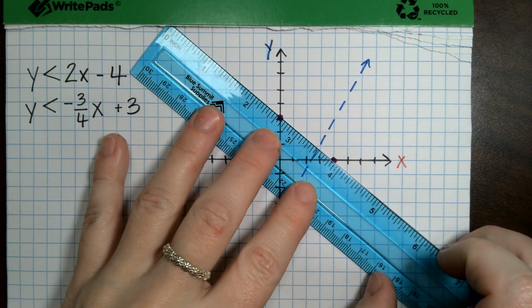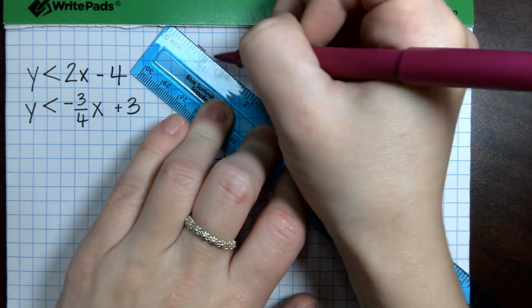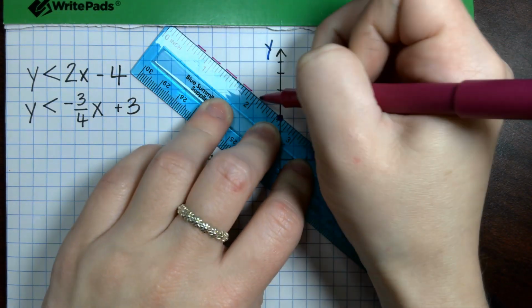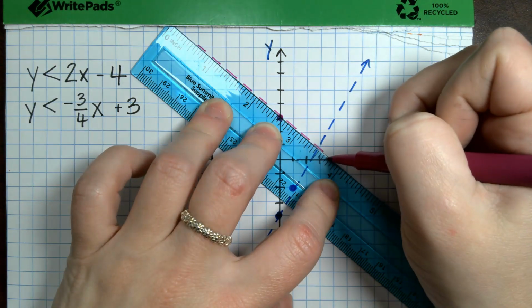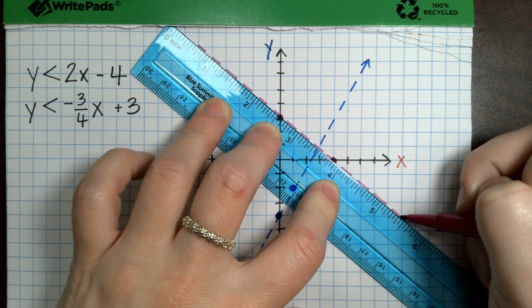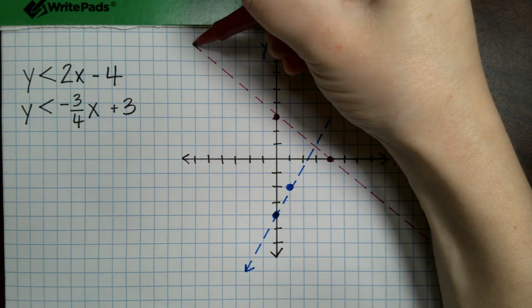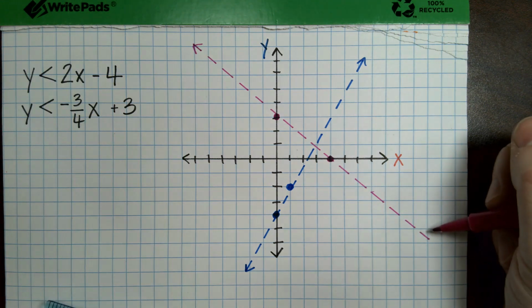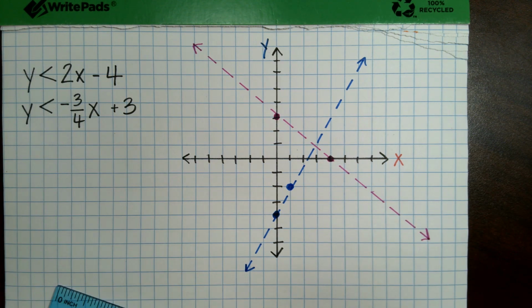All right. So let's make another nice little dotted line. Now, as we're making this dotted line, let's think about the direction we're shading on these. What direction are we going to be shading for both? Up or down? Down. That's right. We've got less than for both.